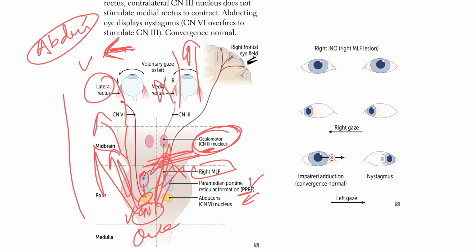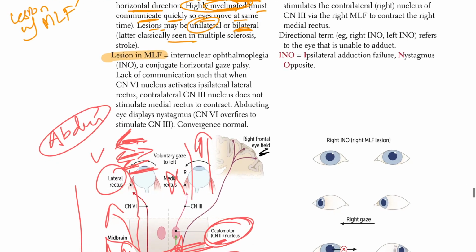When it is going through, it's going to cause nystagmus because it's overfiring. So this eye is like, what's going on? It's just going to fire and fire and fire, overfiring, causing nystagmus. So here, that's what they have mentioned. Abduction, eye displays nystagmus. CN6 overfiring to stimulate CN3, and convergence is normal. That's another story because that's a totally different pathway.